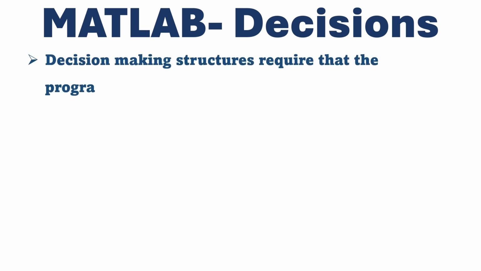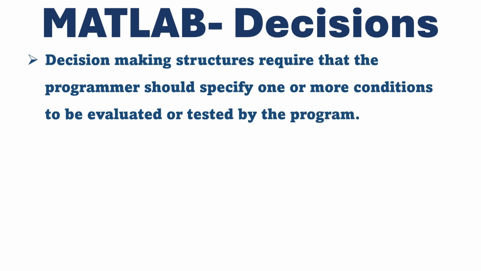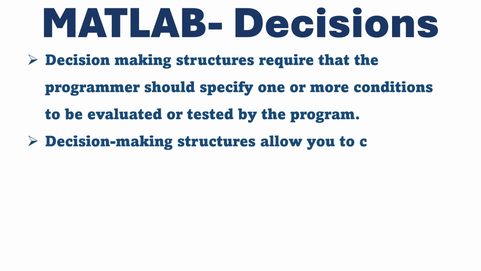We will see here what MATLAB decisions are. A decision-making structure requires that the programmer specify one or more conditions to be evaluated or tested, along with the statement or statements to be executed if the condition is determined to be true. In MATLAB, decision-making structures allow you to control the flow of your program based on specific conditions.